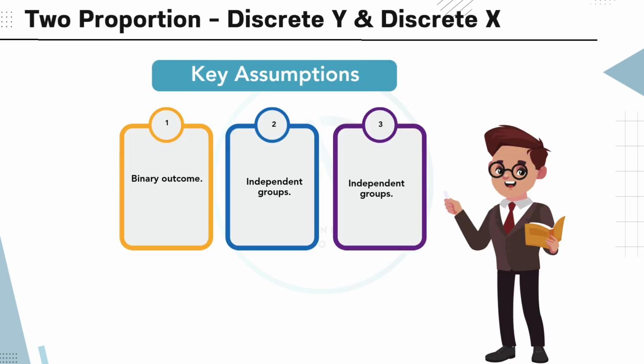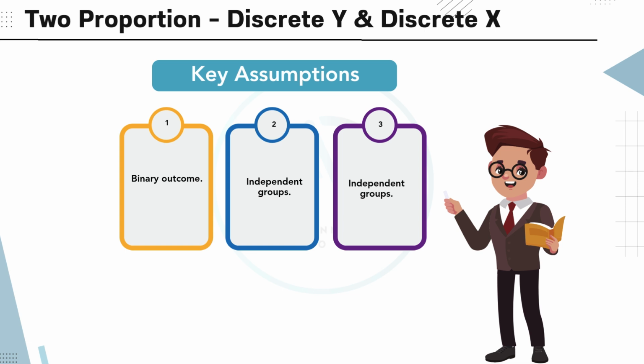Before we run a two-proportion test, we need to make sure that certain assumptions are satisfied. These assumptions ensure that the test results are statistically valid and reliable. Let's go through them. 1. Binary outcome. The response variable must be binary, for example, success, failure, pass, fail, yes, no. The test is not suitable for continuous or multi-category outcomes.